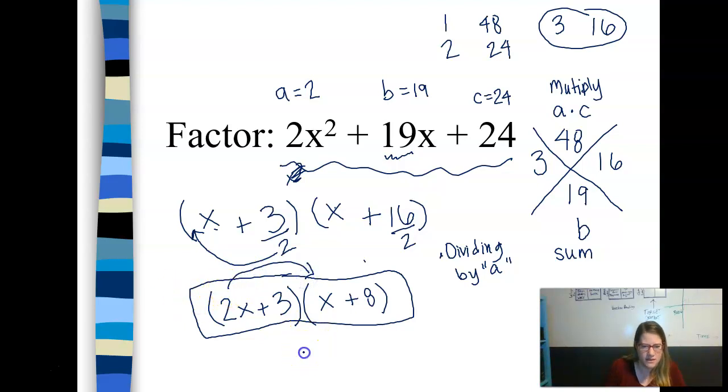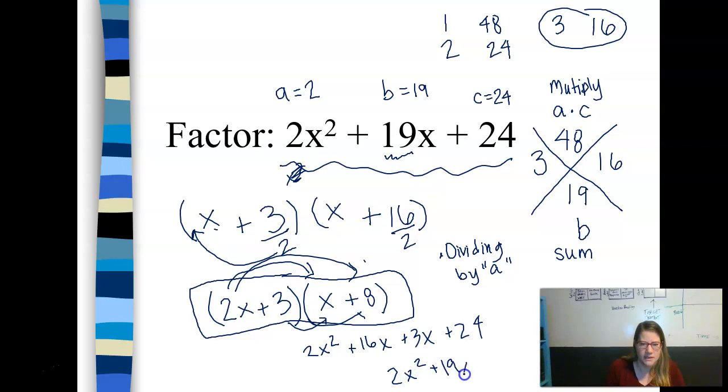This is just for us to make sure that it is right and it is actually equal to the same thing. So 2x times 8 would be 16x. 3 times x is 3x, and then 3 times 8 is 24, which gives us the 2x squared plus 19x plus 24. Okay, so that's just to double check, but the answer is 2x plus 3 times x plus 8. Awesome, so let's try another one.